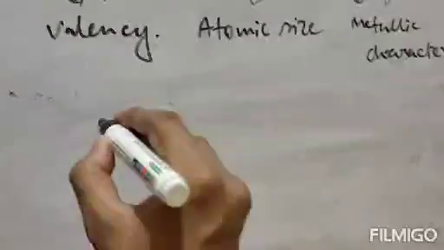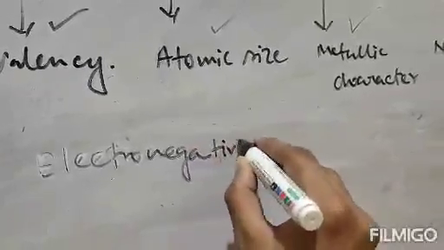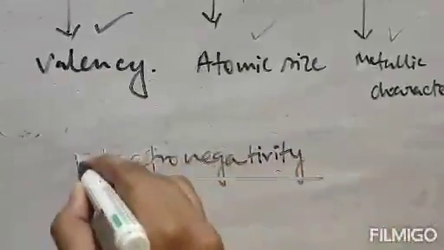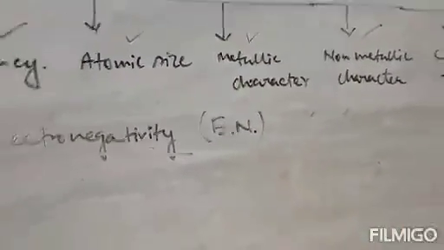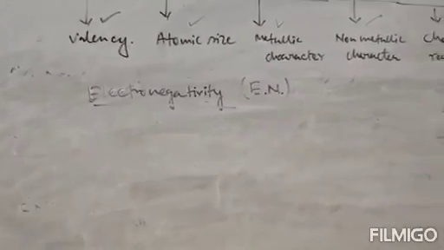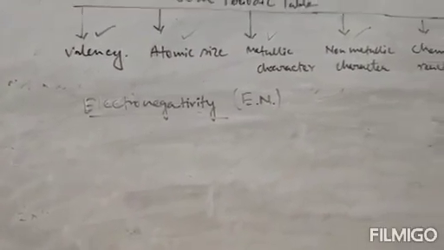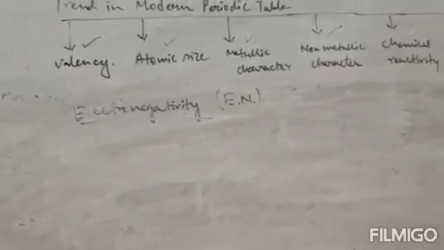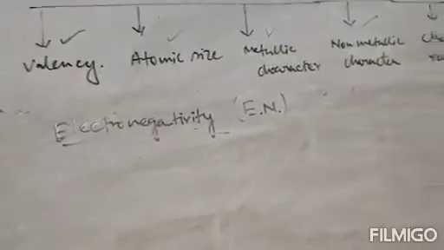Next property is electronegativity, sometimes referred to as EN. What is electronegativity? It is the tendency of an element to attract the shared pair of electrons towards it in a covalently bonded molecule. That is your electronegativity.